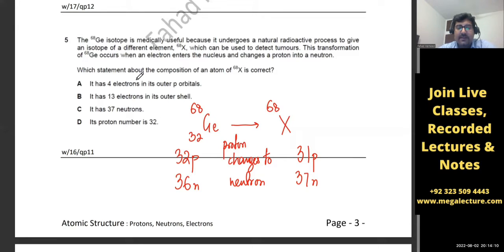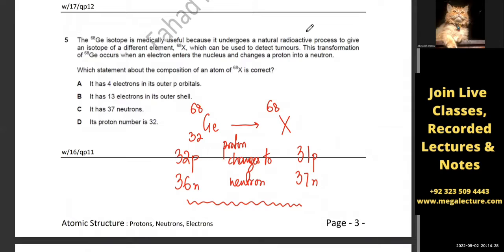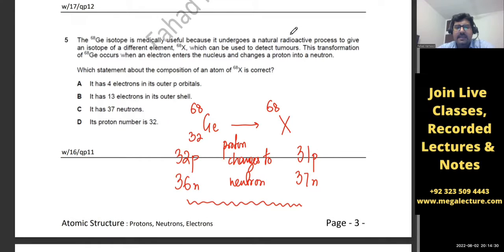It has 4 electrons in its outer shell. Is this clear? Is this point clear up to here? Is it quite clear? Ahmed? Yes, sir. Okay, now he's asking, so the proton number will be 31 for X. Okay, that's going to be the proton number, right?